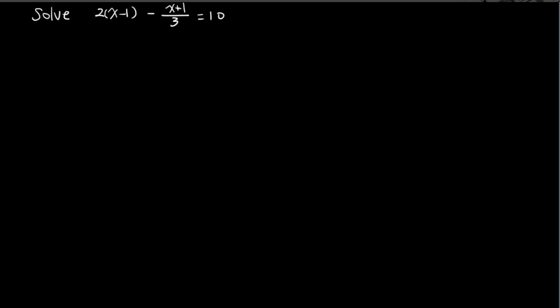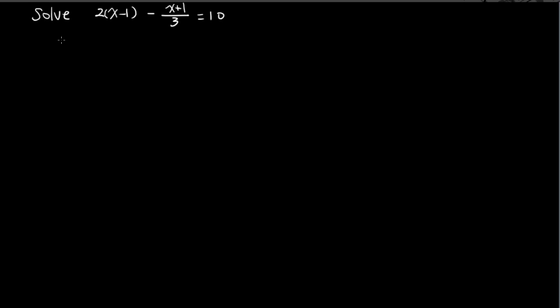Today I'm going to talk about how do we solve the equation involving algebraic fractions. Okay, first of all, let's look at the question on the screen. So the question is: solve 2(x - 1) - (x + 1)/3 = 10. This question could be a lower secondary mathematics question, but we can also expect it to come out in O-level elementary math paper 1.